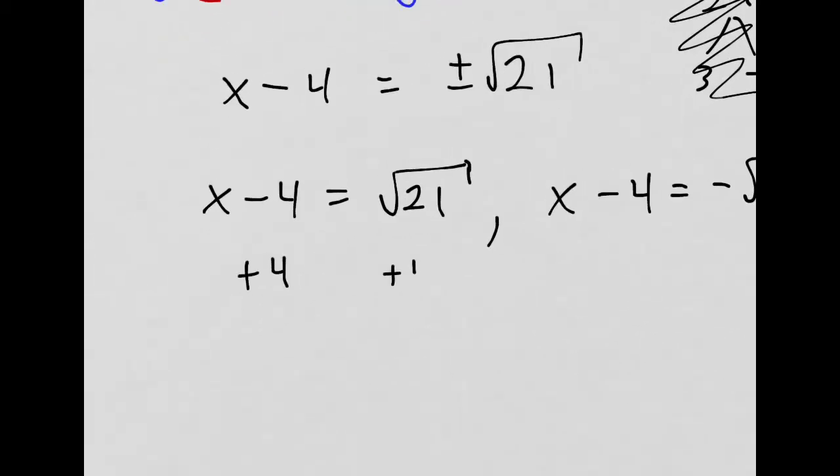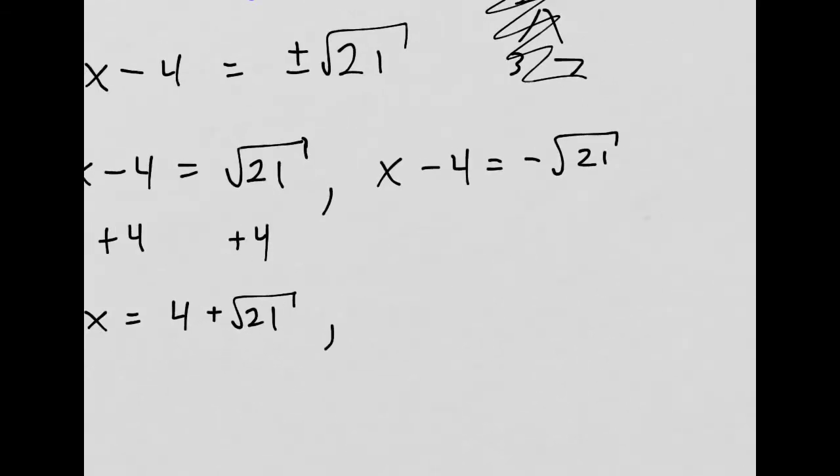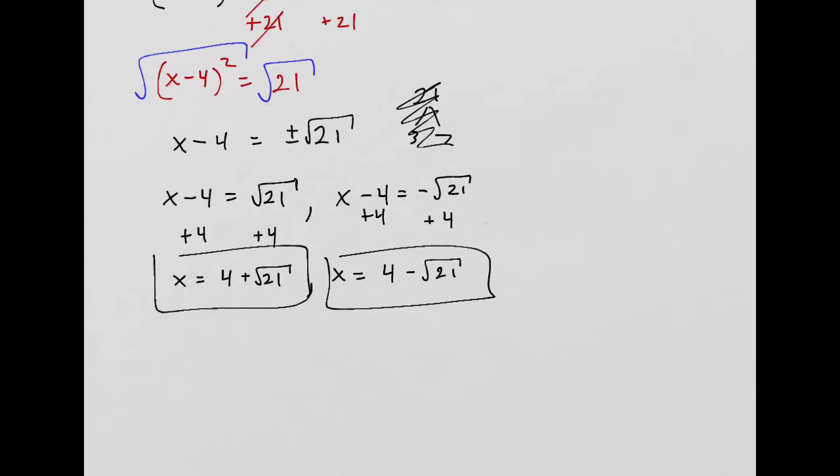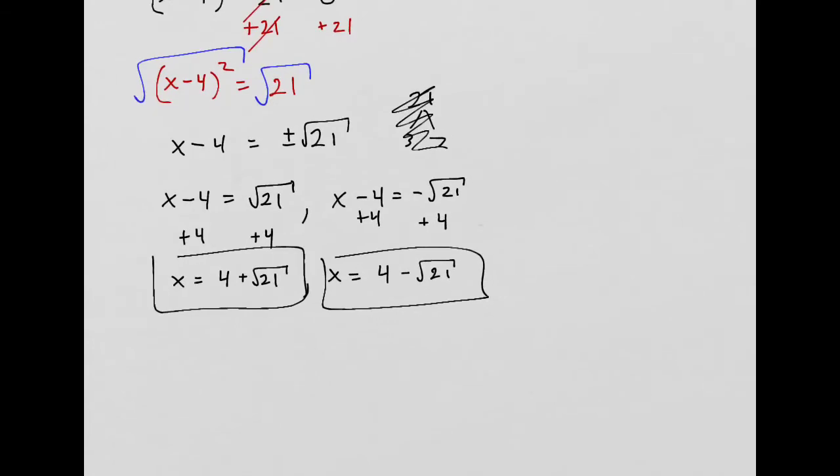Plus 4, plus 4. x equals 4 plus square root of 21 because it's positive there. Or x, this is plus 4, right? Yeah. Equals 4, that's positive, minus square root of 21. And that's it. Those are your two answers. If you were to type them into a calculator, you can get approximations for them.